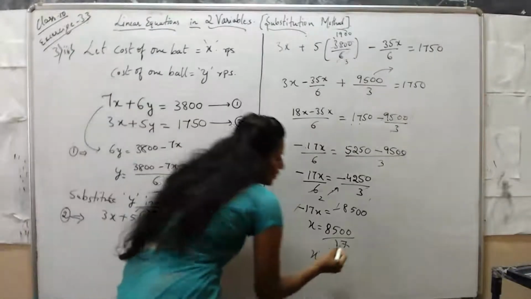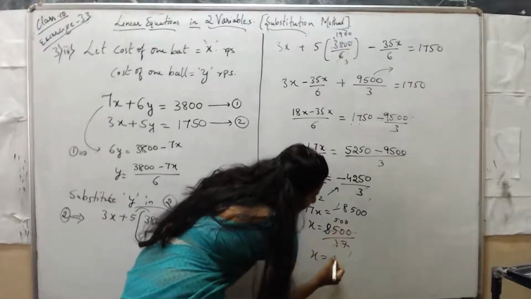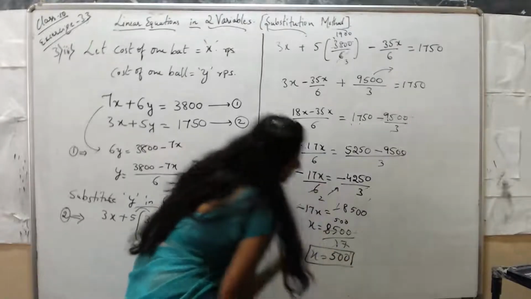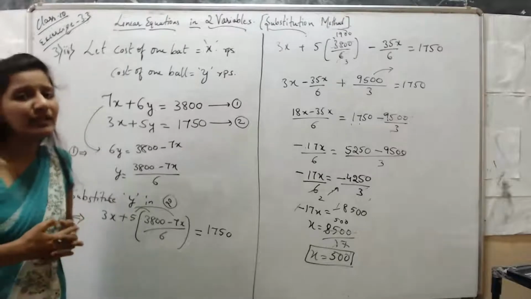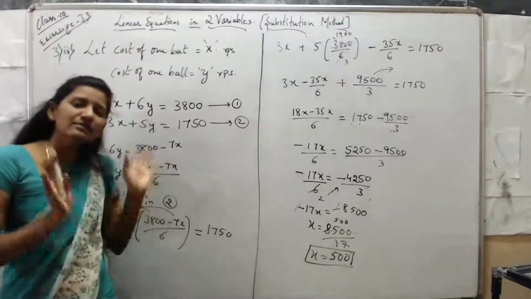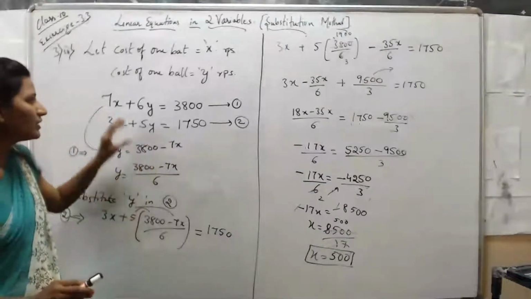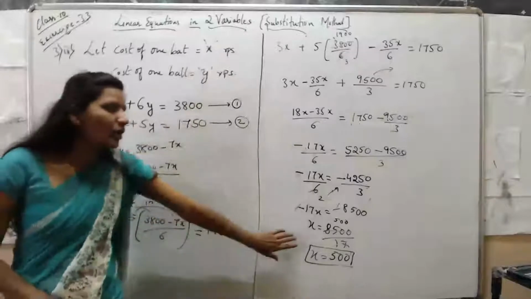Therefore x is equal to how much? 17 1s are 17, 5s are how much? 85. So x is equal to 500. Got this? Everything is simplification and the remaining is substitution method only. We are substituting the y value in equation 2 and go on solving, you got the x value.